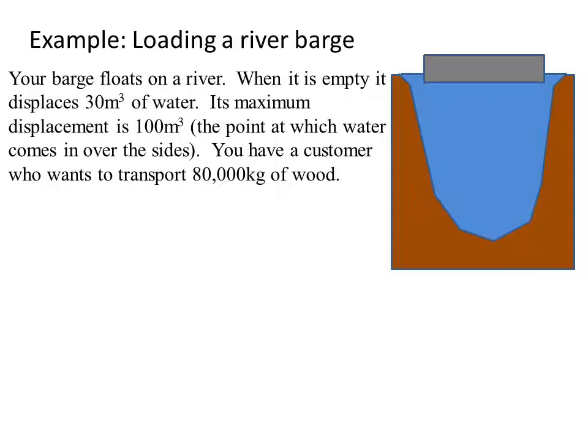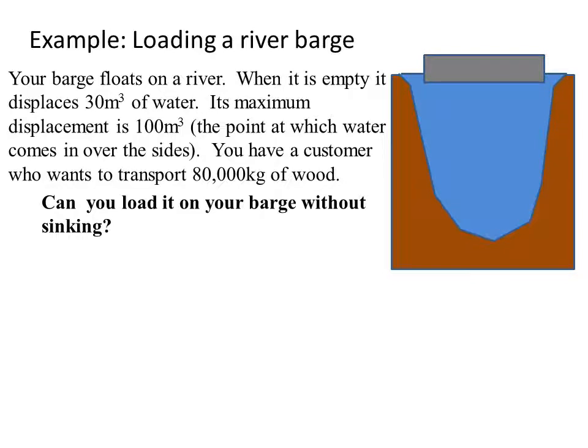Let's look at an example of loading a river barge. Your barge floats on a river. When it is empty, it displaces 30 cubic meters of water. Its maximum displacement is 100 cubic meters of water. That is, if you're pressing the hull down to the point at which water comes in over the side, it would displace 100 cubic meters of water. You have a customer who wants to transport 80,000 kilograms of wood. Can you load it onto your barge without sinking the barge?